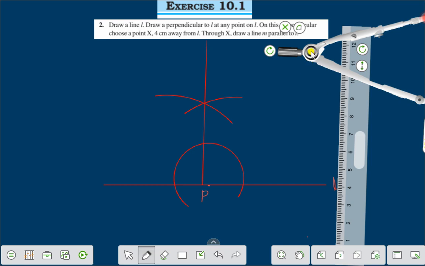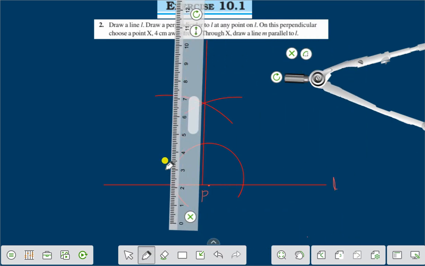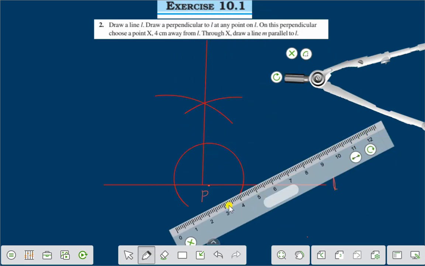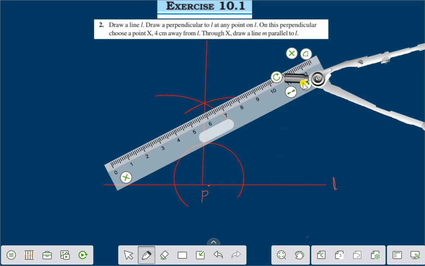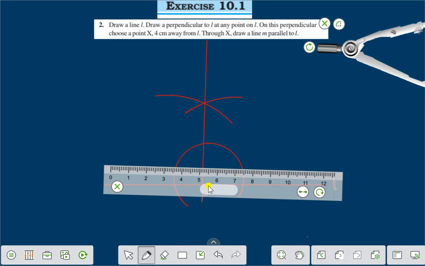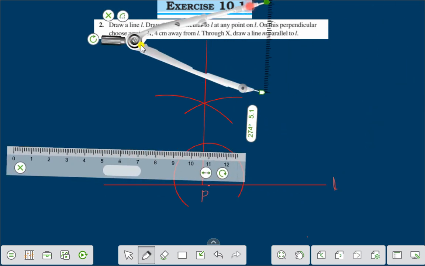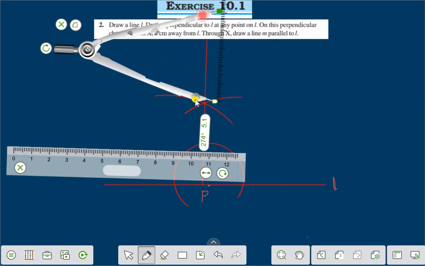The next question is: on this perpendicular, choose a point x 4 cm away from L. Let us take 4 cm away from L. We have to take 4 cm away from L. Take the pointer.